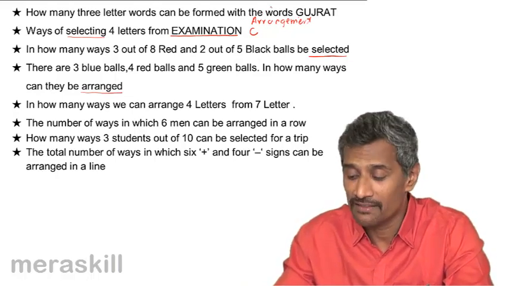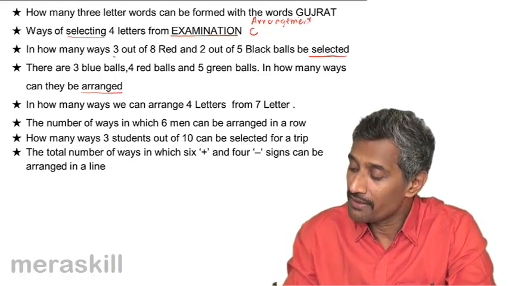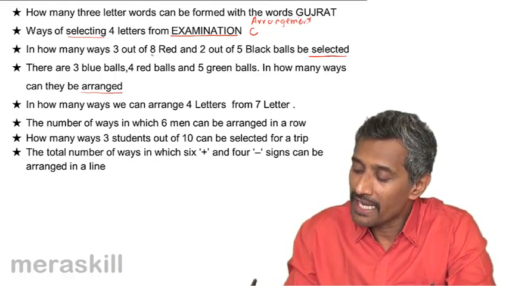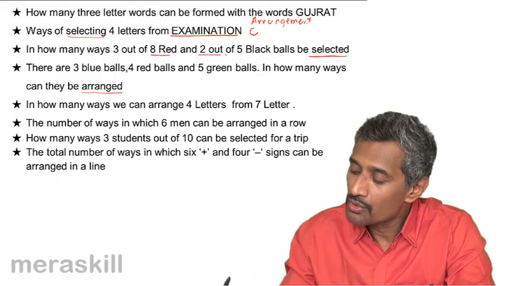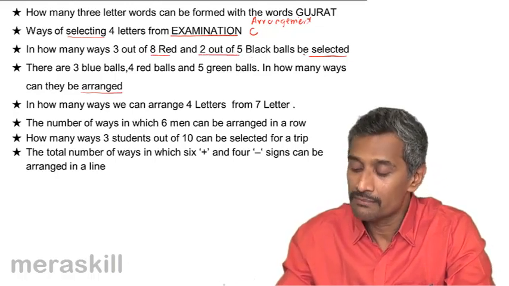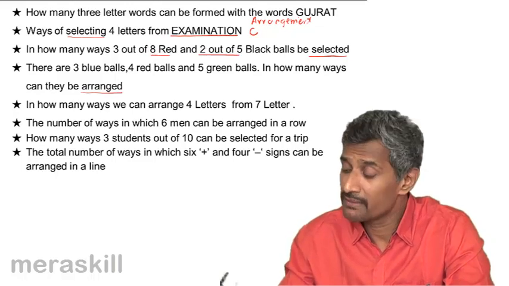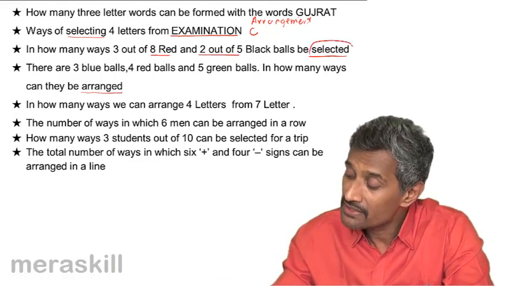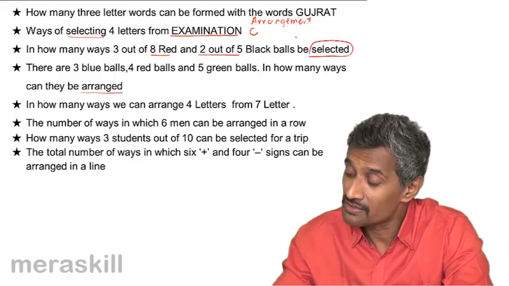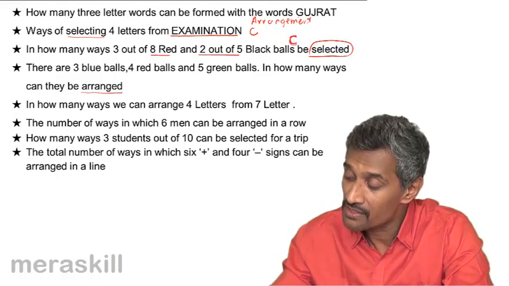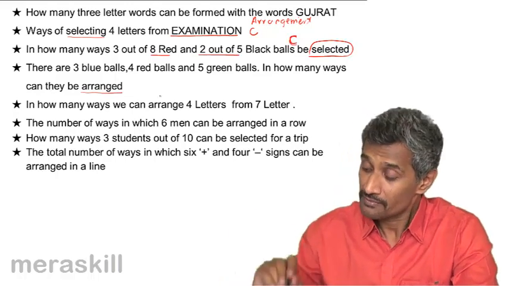Also note that even in the previous case we selected, but we went beyond selecting. We first selected and then arranged. In how many ways can 3 out of 8 red and 2 out of 5 black balls be selected? Now all of them are red, and out of them it is again only a case of selection. So when it is a selection, it's definitely a case of combination.